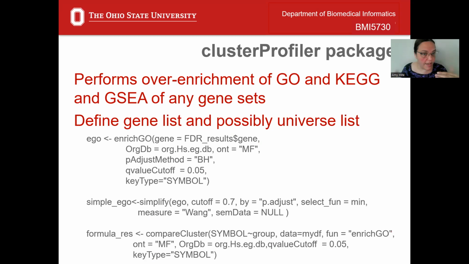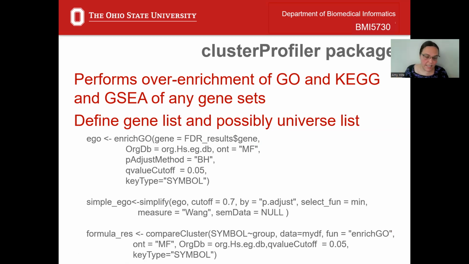Now, I told you that GO terms are redundant because one term can be completely within another term. And so you do your enrichment analysis. If you want to remove some of that redundancy, there's a simplify function, and that will compare all of the terms and take out some that might be too similar to your results that you already have.